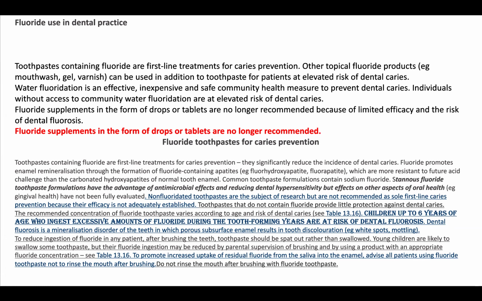Young children get fluorosis, you know why? Not because they grew up in a high fluoride area while their teeth were growing. Mostly it is because they swallow a lot of toothpaste, especially when they're at the age of 3, 4, 5, 6, and that's when the teeth are also calcifying at the same time. So it's important that they don't. That's why supervision is so important for children up till the age of 8. So the fluoride ingestion can be reduced by parental supervision and by using a product with an appropriate fluoride concentration.